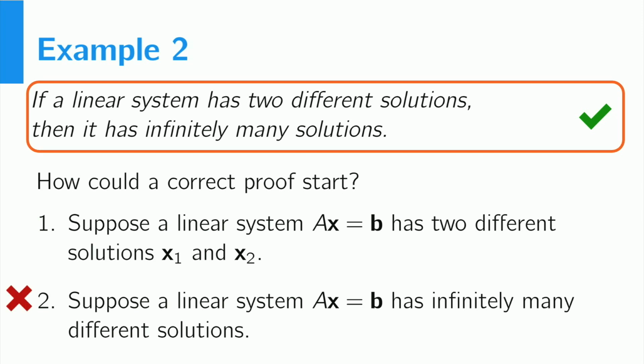No, this is not correct. The statement is an implication. You can actually see this as a challenge. If I know that a linear system has two different solutions, can I then show that it has infinitely many solutions? Then you cannot just assume that there are infinitely many solutions, because that is what you want to show.